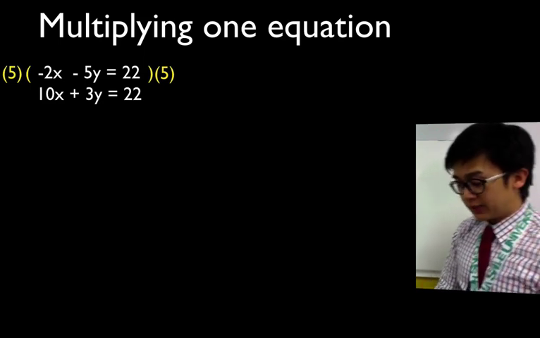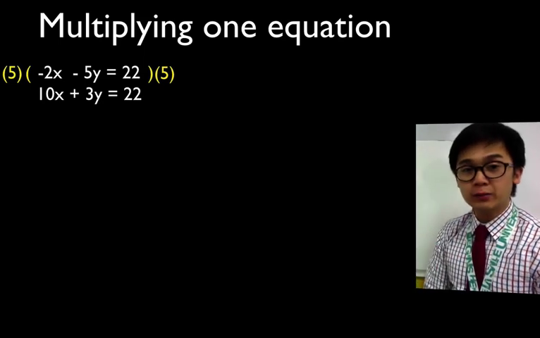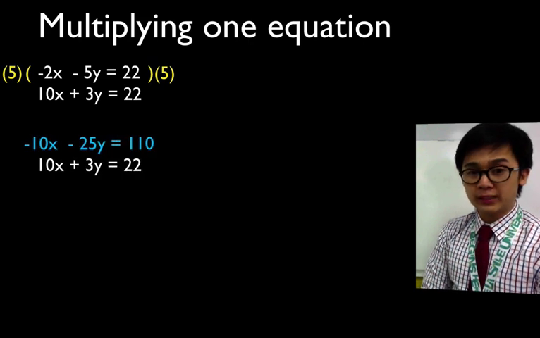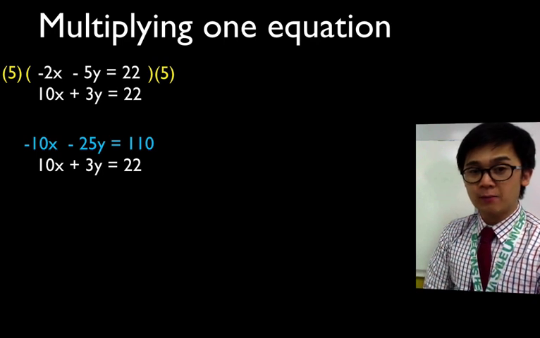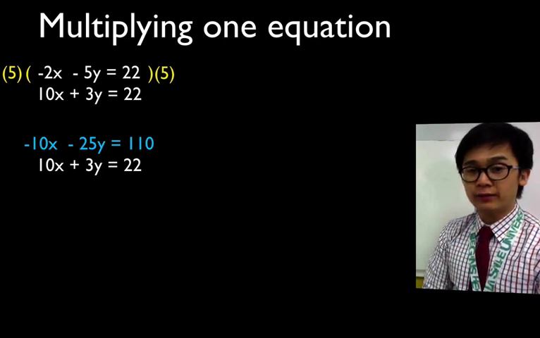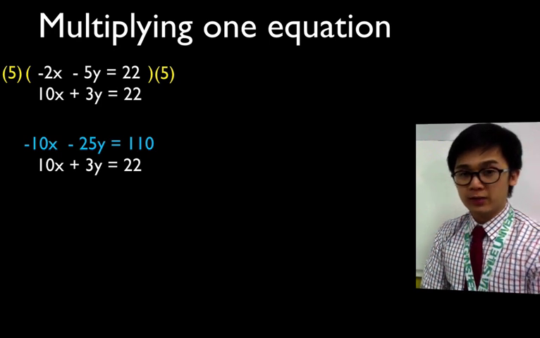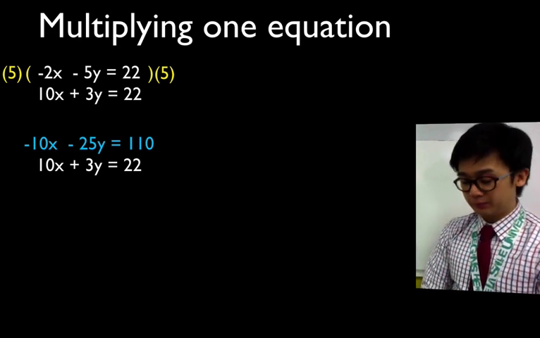So in this particular problem, you need to be able to recognize which variable is easy to eliminate. So now that I can multiply 5 on both sides of the equation on line 1, my line 1 will be changed into negative 10x minus 25y equal to 110. So I just simply multiplied every term in line 1 by 5 so I can get rid of the variable x.